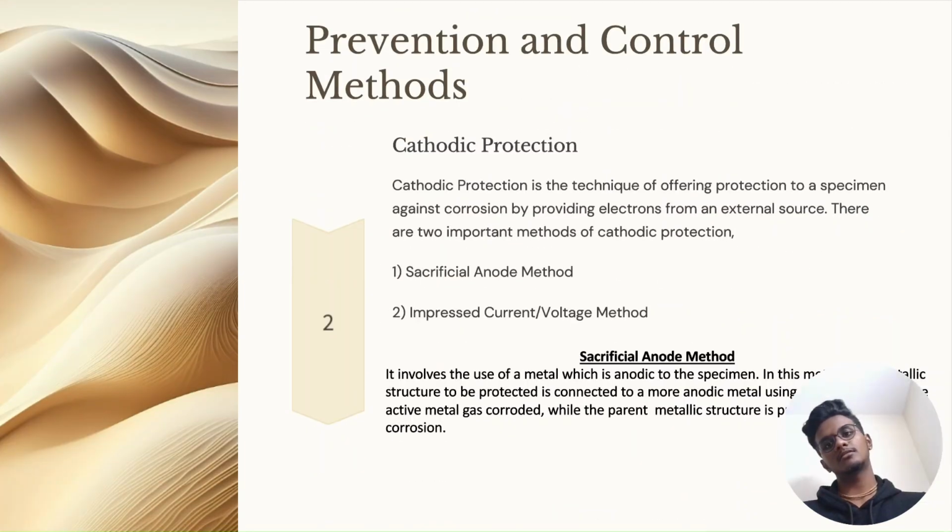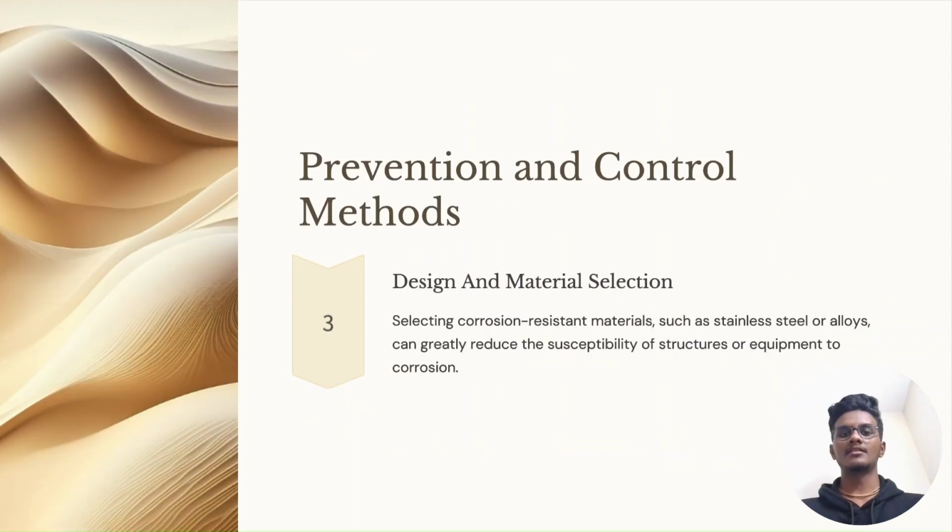Prevention and control methods: cathodic protection. Cathodic protection is the technique of offering protection to a specimen against corrosion by providing electrons from an external source. There are two important methods of cathodic protection: the sacrificial anode method and the impressed current method. Design and material selection. Selecting corrosion resistant materials such as stainless steel or alloys can greatly reduce the susceptibility of structures or equipment to corrosion.